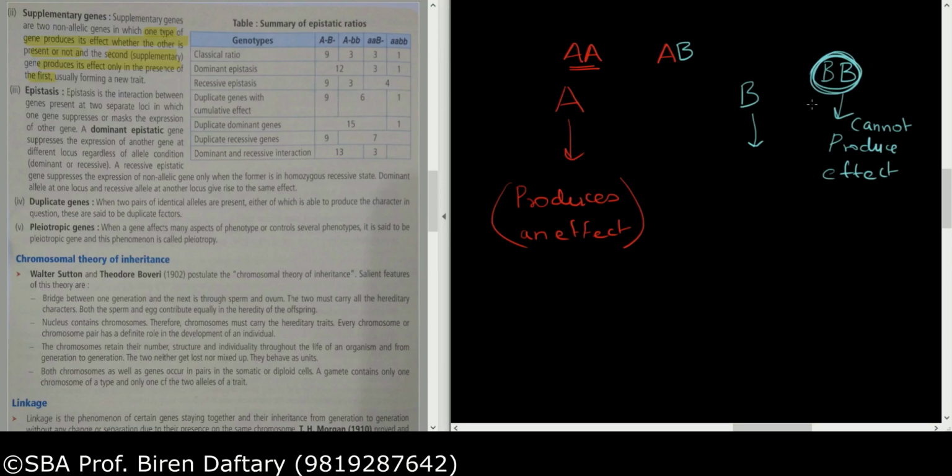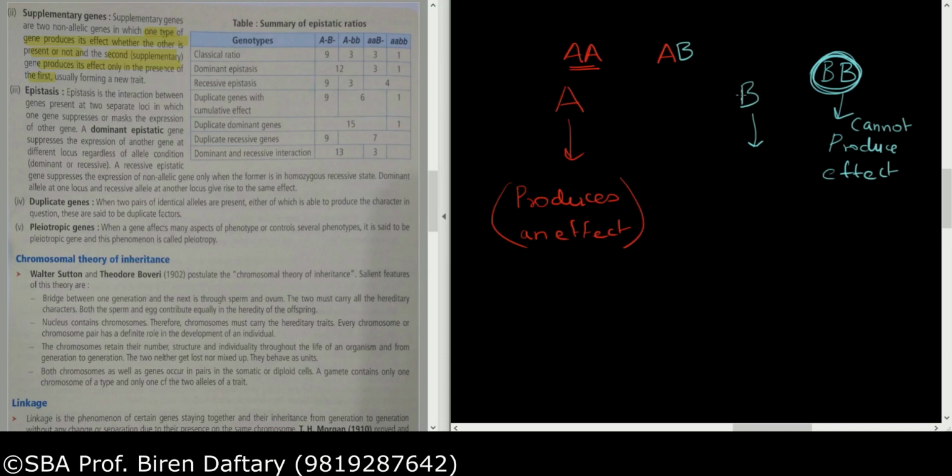Do you get my point? So one gene is dependent on the other. This interaction is called supplementary. So in complementary, we saw two genes which were non-allelic. This was producing an effect independently, and this was producing an effect independently, which was the same. So independently, both these produce the same effect. But when both of these come together, they produce some other effect. So that is called complementary.